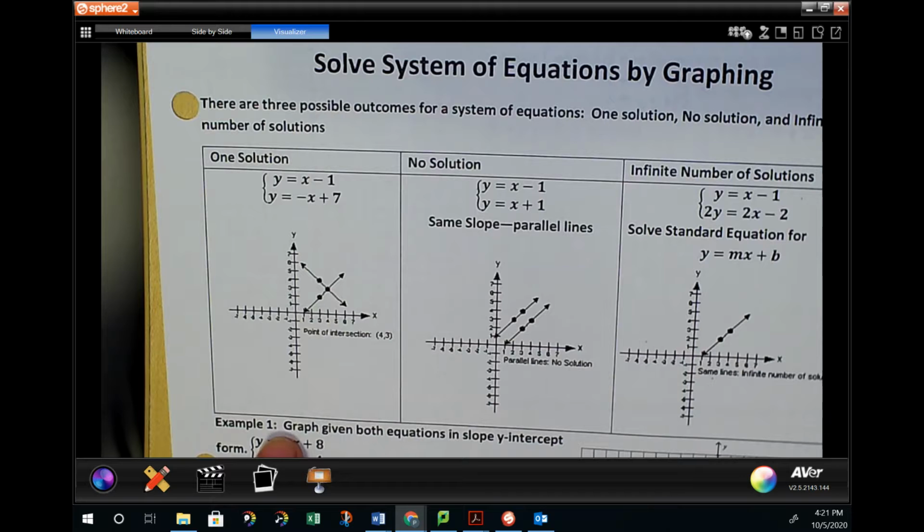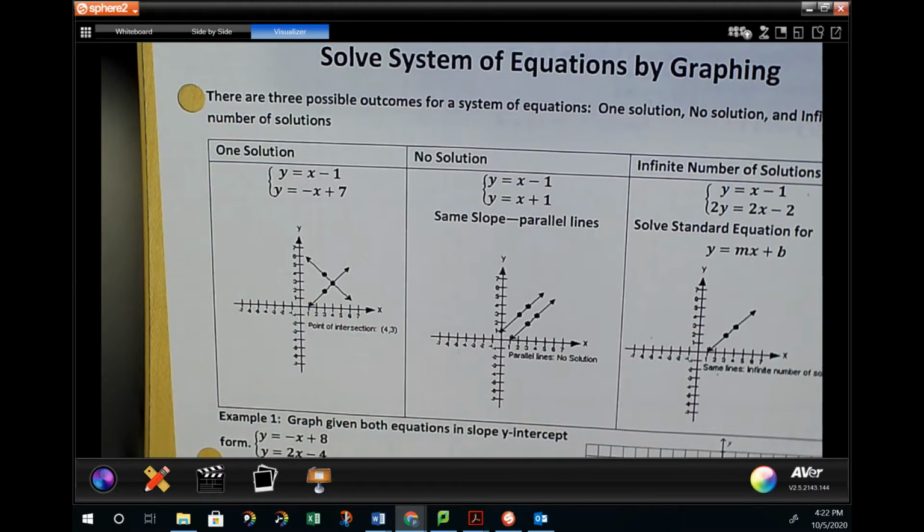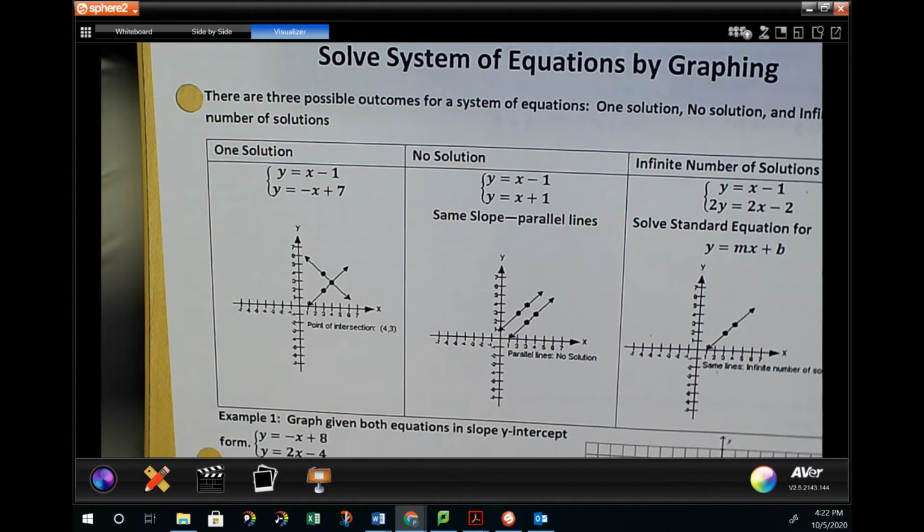So we're going to go through and do example one, and you've got two equations. So you have negative x plus 8. It's already in y-intercept form. So my y-intercept on equation one is 8, and then my slope ends up being negative 1. So remember that there's a negative 1 in front of that x.